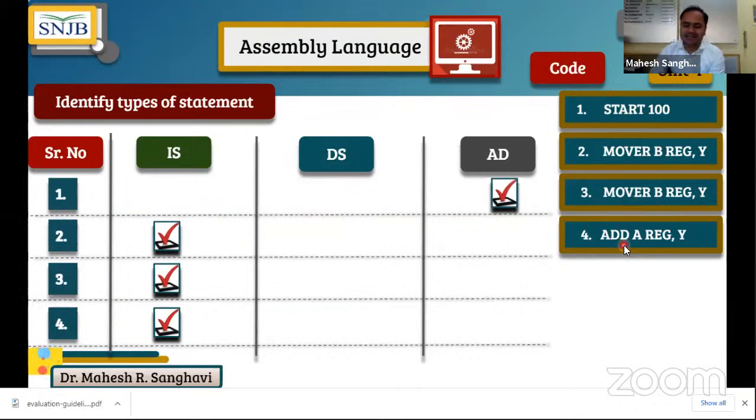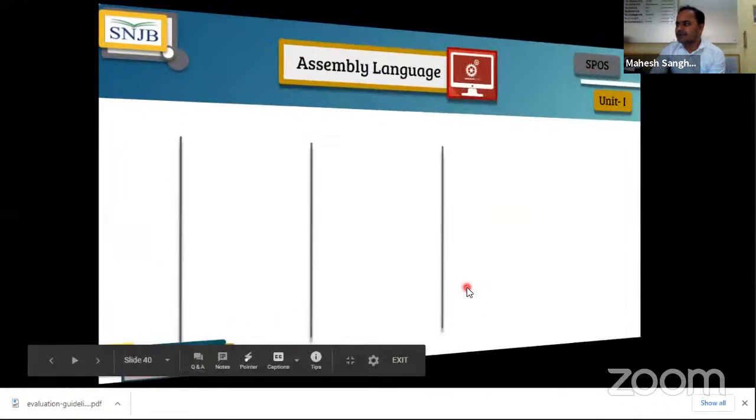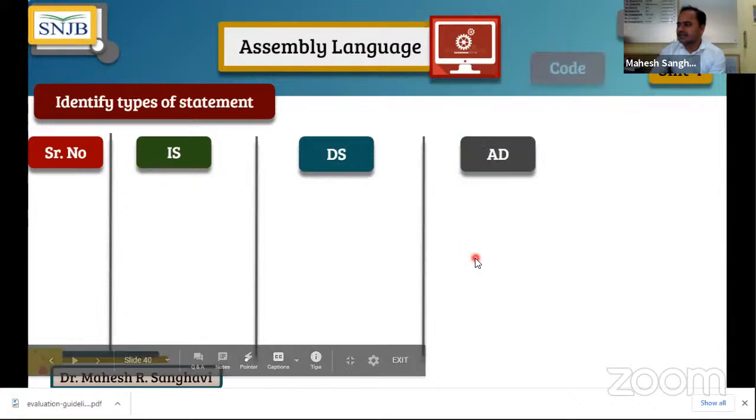Move r and add, these are actionable words. They are saying that we need to move or take some action, and that is the reason they come under the category of imperative statement, that is IS. Now moving towards the next three statements, you can observe here again the structure is like this.